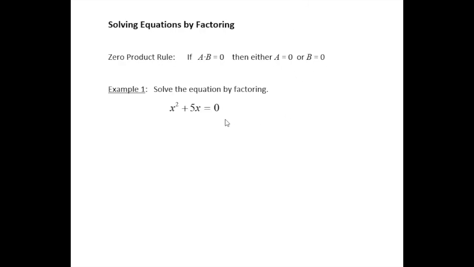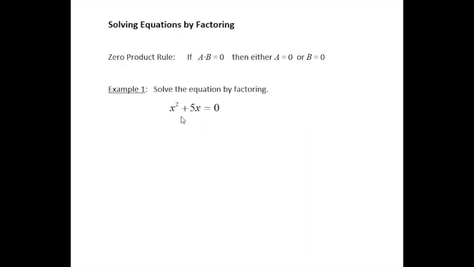Let's use the zero product rule in this example. Here, we're asked to solve this equation by factoring. Notice that here we do not have a product equal to 0. We have a sum of two terms. And that's why we need to factor first.